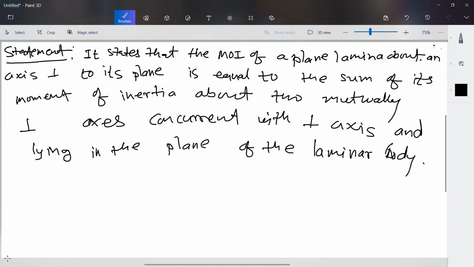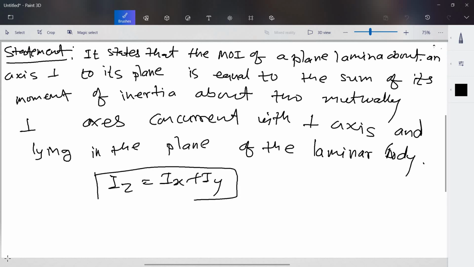This is the statement, and as we know, the mathematical statement is Iz equals Ix plus Iy. So this was the perpendicular axis theorem, which is very important for exam purposes. So stay tuned, we will meet after the next session. Okay, thank you very much.